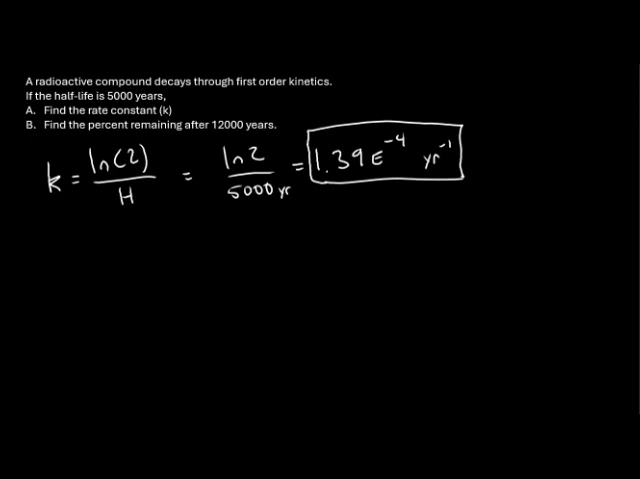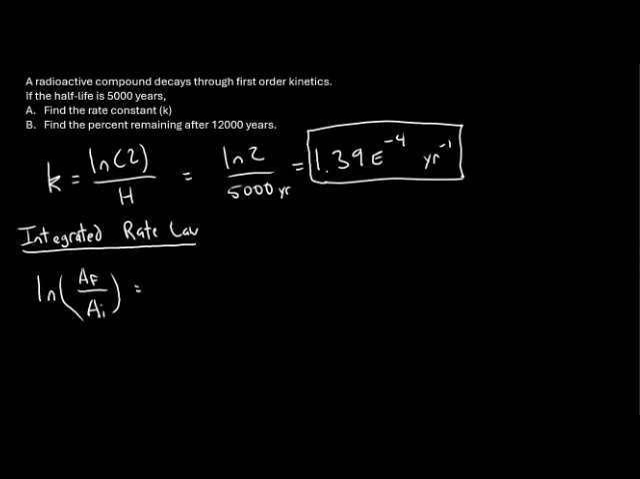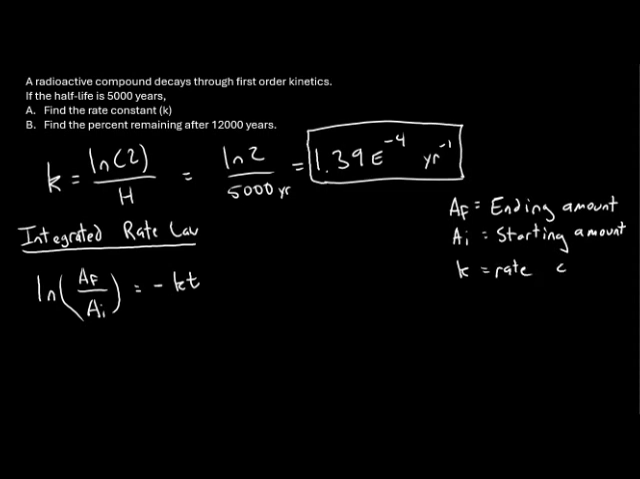For this, we'll use what's called the integrated rate law equation. The integrated rate law says we're going to take Ln of A final divided by A initial equals negative KT. We'll briefly go over what each letter stands for. A final will be our ending amount of whatever compound we're dealing with. A initial will be the starting amount of whatever compound we're dealing with. K will be our rate constant, and T will be the amount of time that's passed.